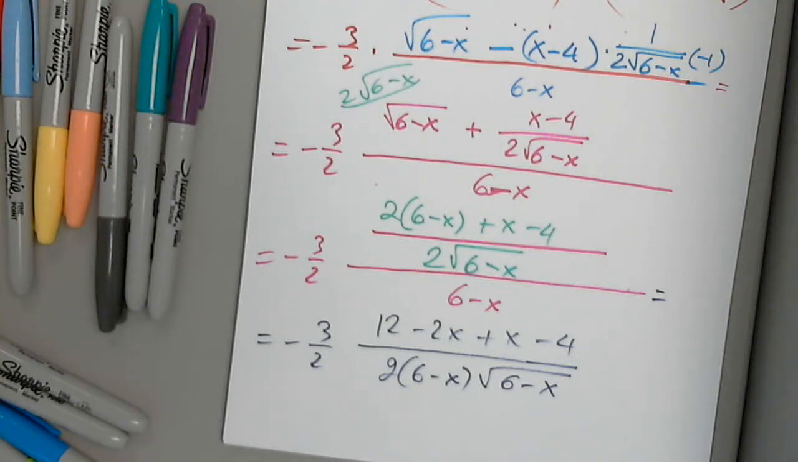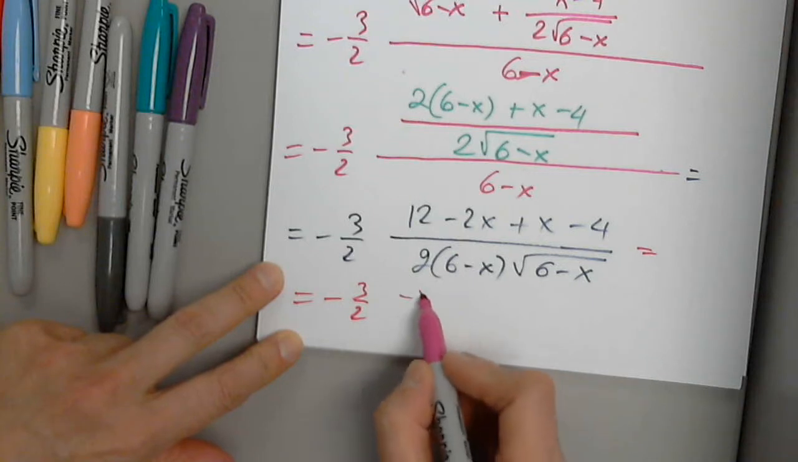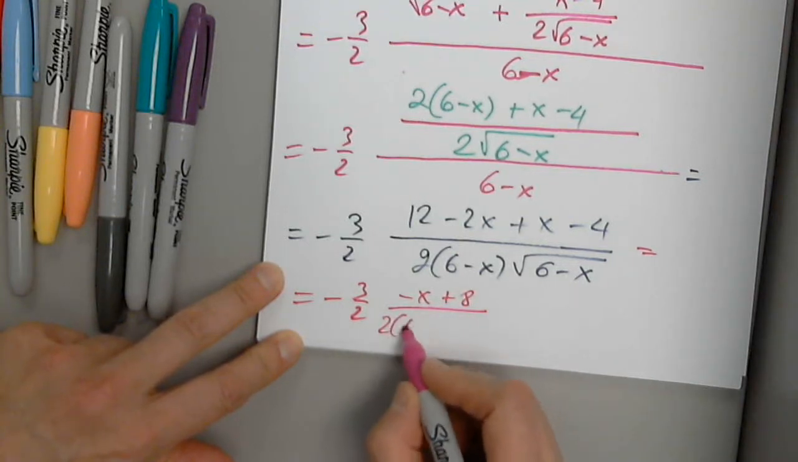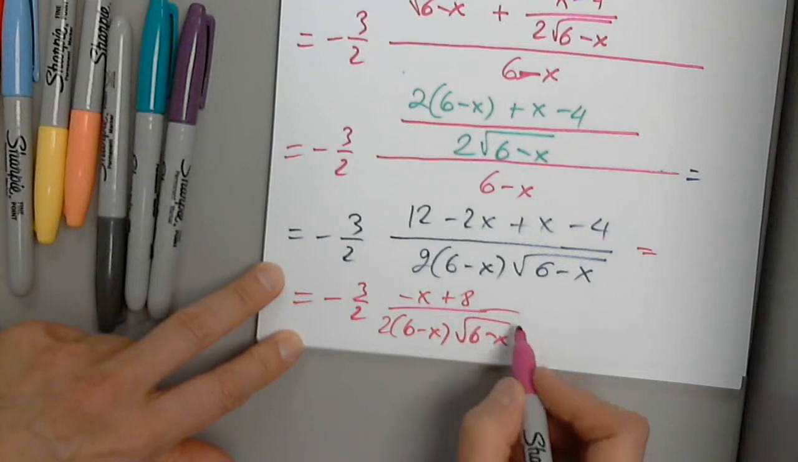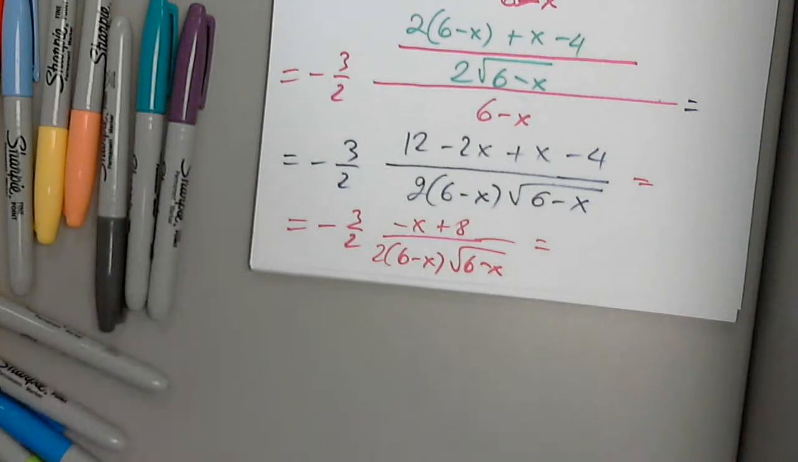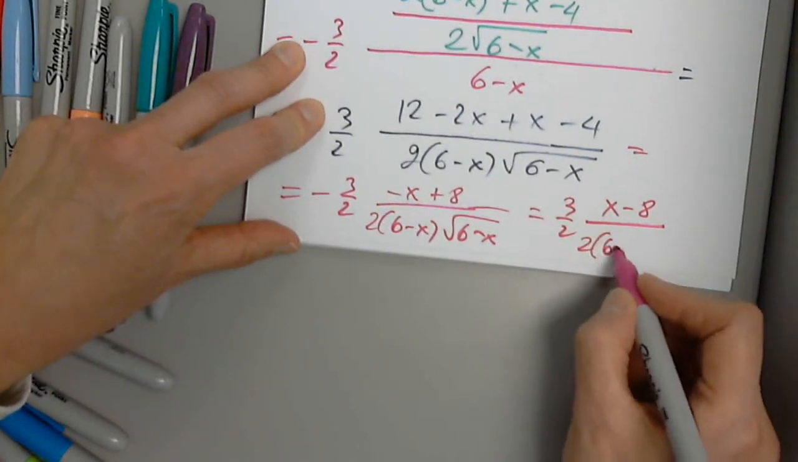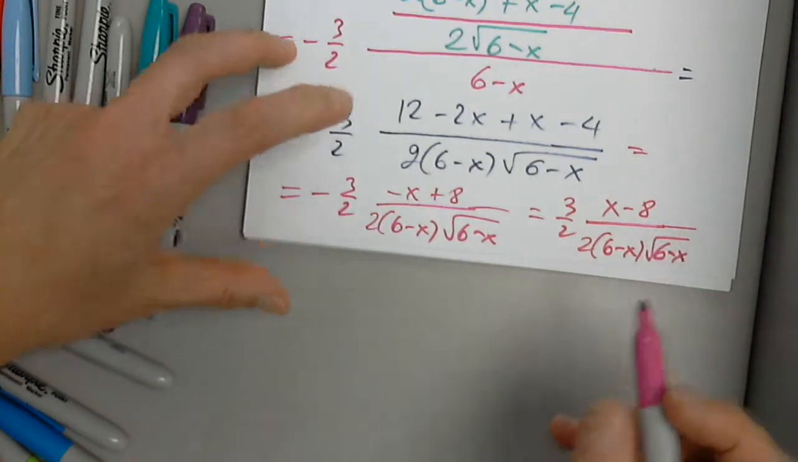Okay, so what is left at the top? So it's a negative x plus 8, right? 3/2, negative x plus 8, over 2 times 6 minus x, the square root of 6 minus x. And now I'm going to factor out negative 1. Always remember: simplify, factor, remove negative leading coefficients, descending order. This should always be the case. 3/2 times x minus 8 divided by 2 times 6 minus x, the square root of 6 minus x.